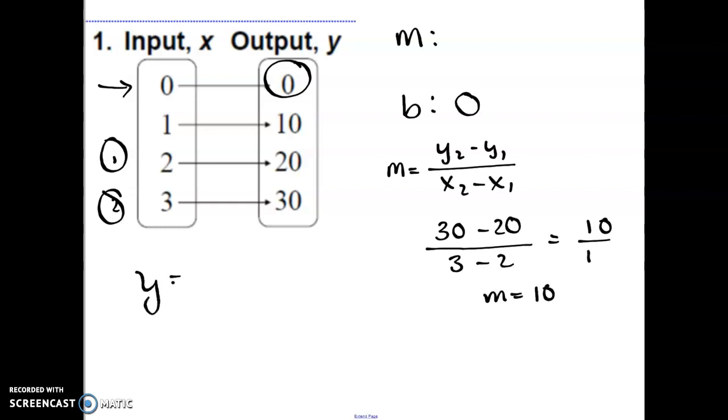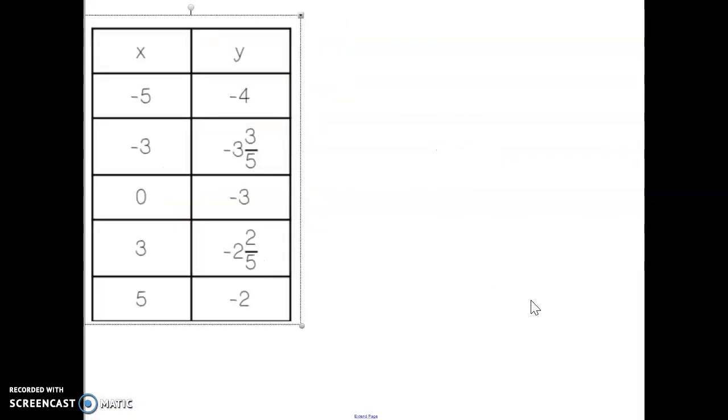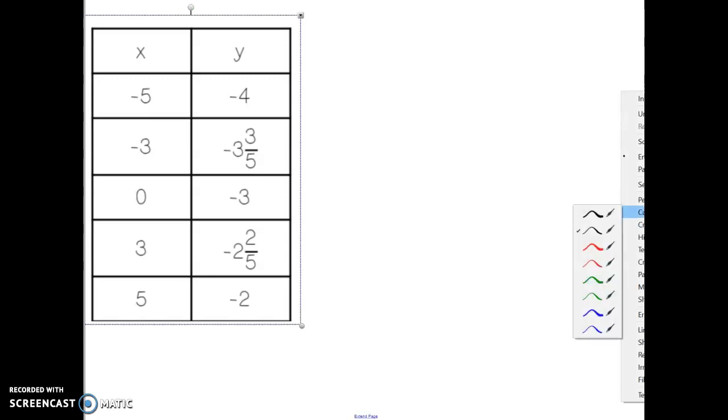Now to fill in my equation, y equals mx plus b. I have to keep my y, m equals 10. Have to keep my x, plus a y-intercept of 0. But again, in a formal neat equation, I wouldn't keep that plus 0, and I would just have y equals 10x. So if we look at one more example, again, it is a table. And for every one of these, no matter what form it is in, my first steps are to find m and b.